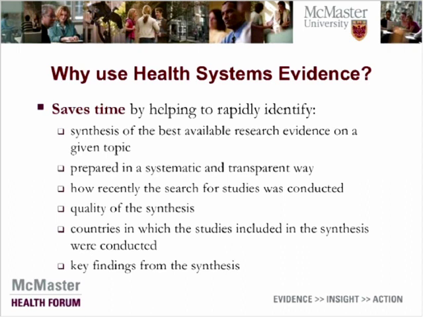So the key feature, again, is that it gathers policy-relevant research evidence into one place. So you've got synthesized evidence that's prepared in a systematic and transparent way. Details on those syntheses you can find are how recently the search for studies was conducted, what the quality of the synthesis is, where it's available, the countries in which the studies and the synthesis were conducted, and key findings from the synthesis. And you'll find this on the summary, which you'll see more about in just a second.